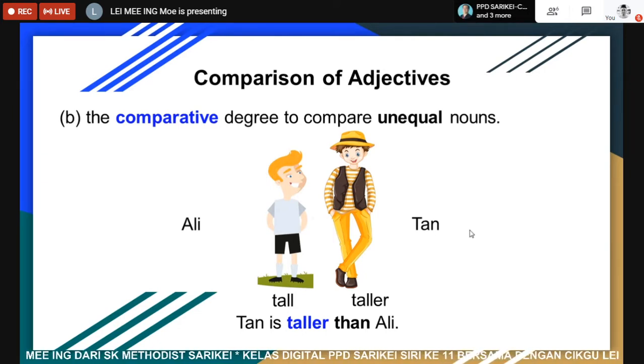So normally in our comparative degree sentence, we can see than behind our comparative form. And for our comparative form, normally we add ER to our adjective. I said normally, not necessarily, yeah? So normally we add ER to our adjective for the comparative form, and we have than in our comparative degree sentence.